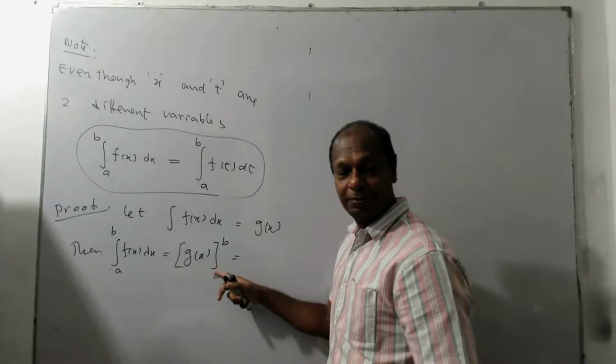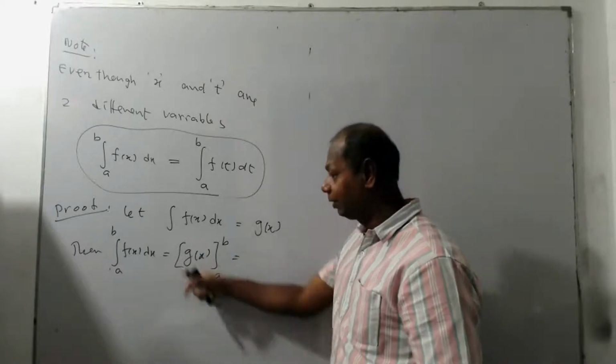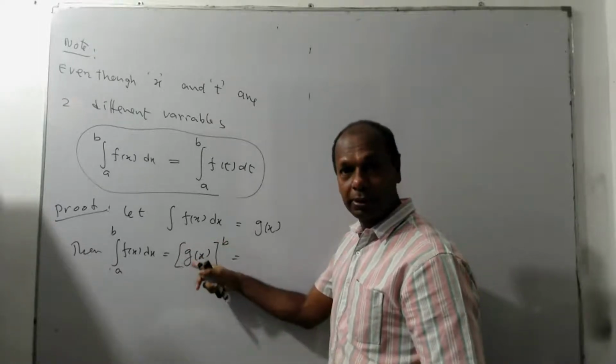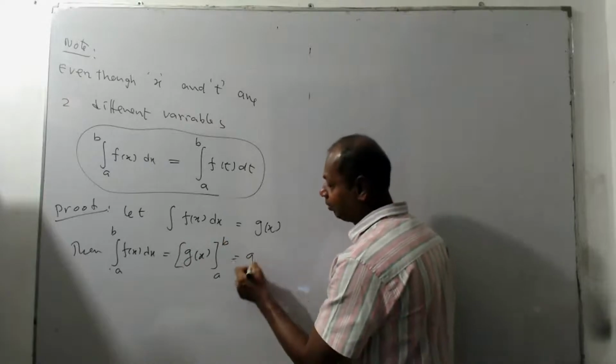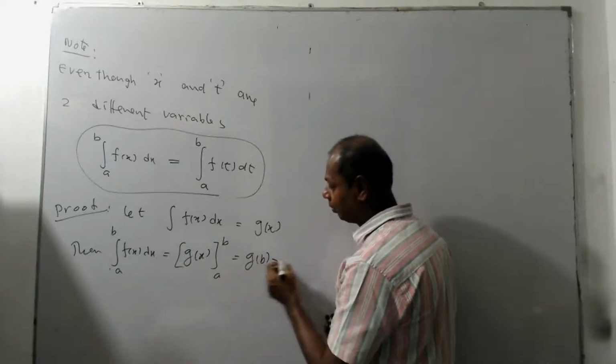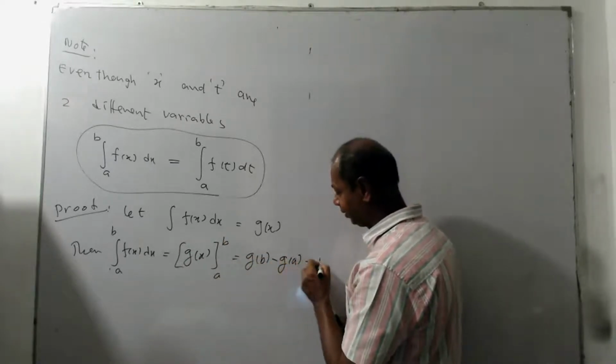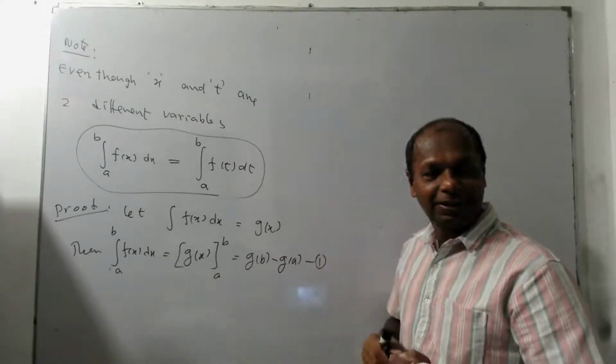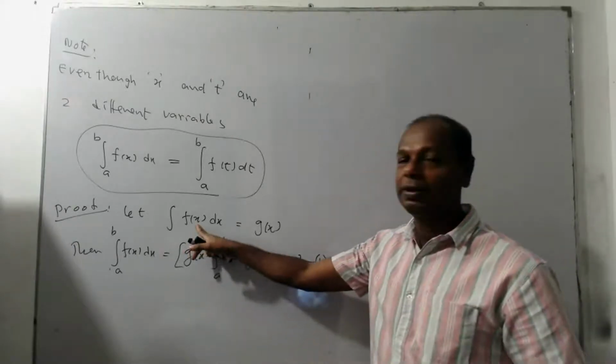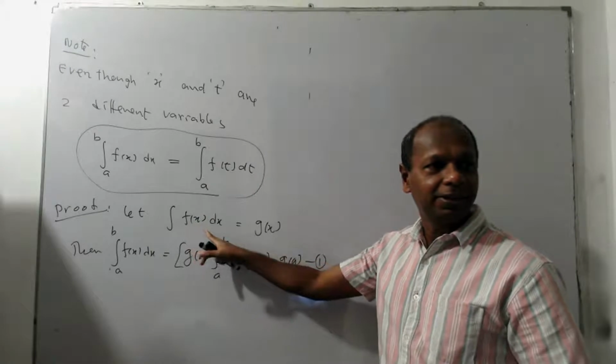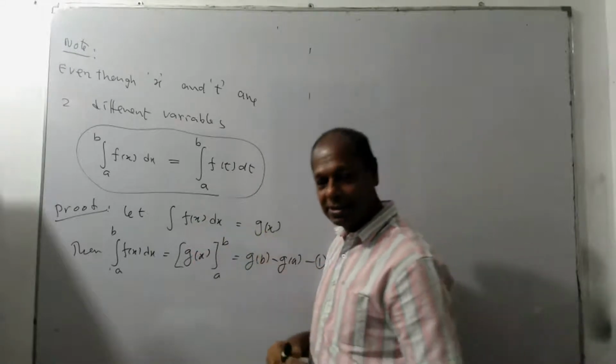To evaluate this, you apply the top value, so that will be equal to GB minus the bottom value, GB minus GA. Right? Then what is the indefinite integral of f(t) dt? Yeah, that will be G(t).